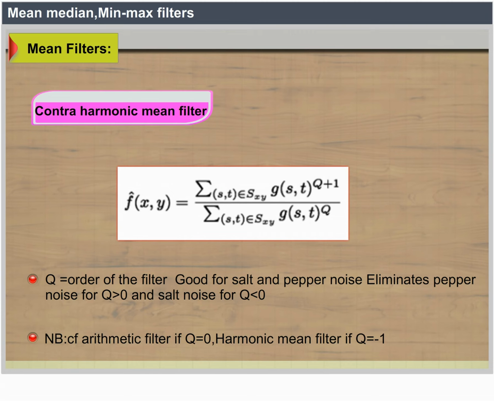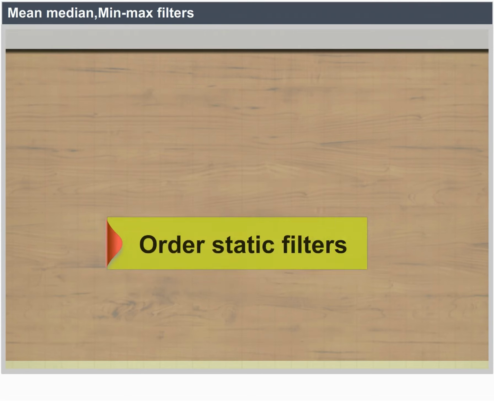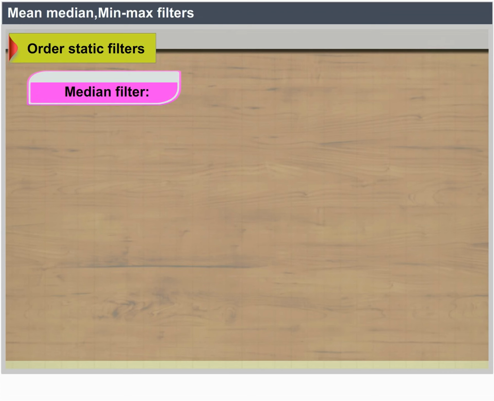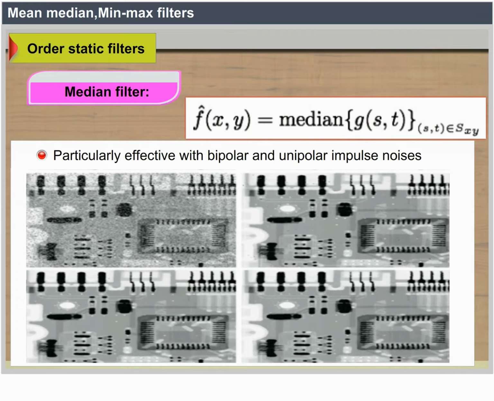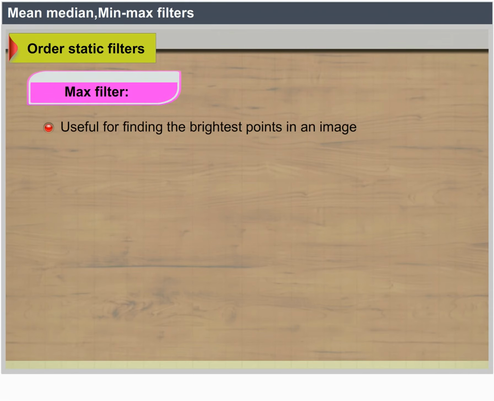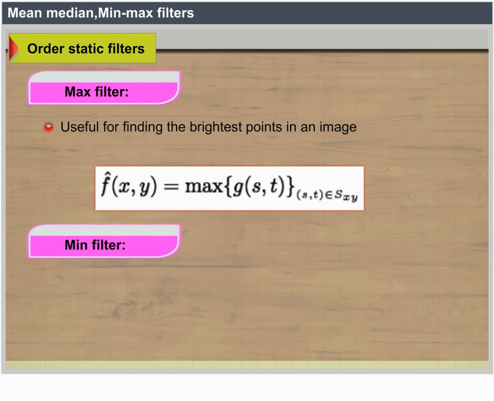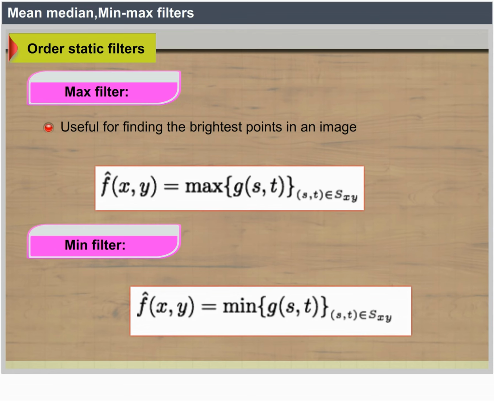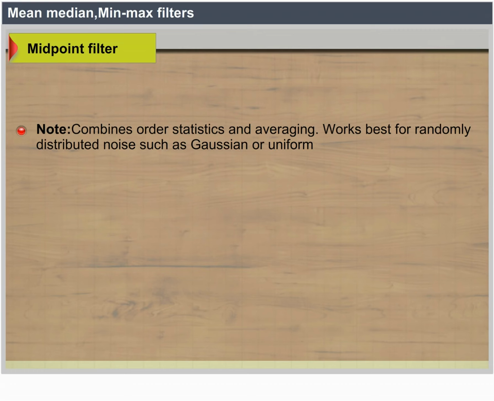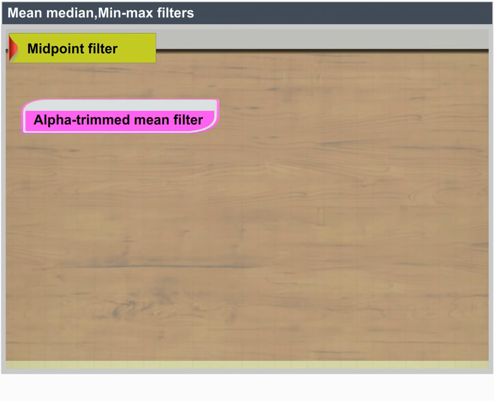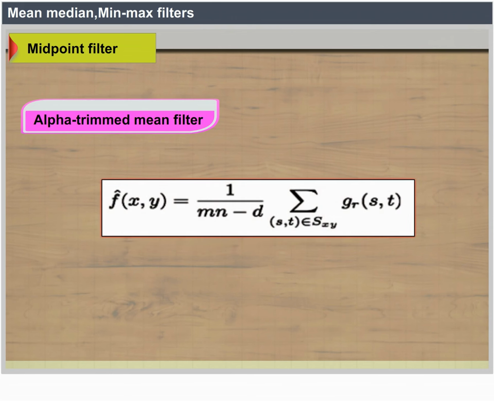Midpoint filter. Note, it combines order statistics and averaging. It works best for randomly distributed noise such as Gaussian or uniform. Equations are also shown. The alpha-trimmed mean filter equation is shown. g_r represents the image g in which the d/2 lowest and d/2 highest intensity values in the neighborhood S_xy were deleted. d equals 0 is the arithmetic mean filter, d equals mn minus 1 is the median filter. Other values of d are useful when multiple types of noise are present, such as a combination of salt and pepper and Gaussian noise.